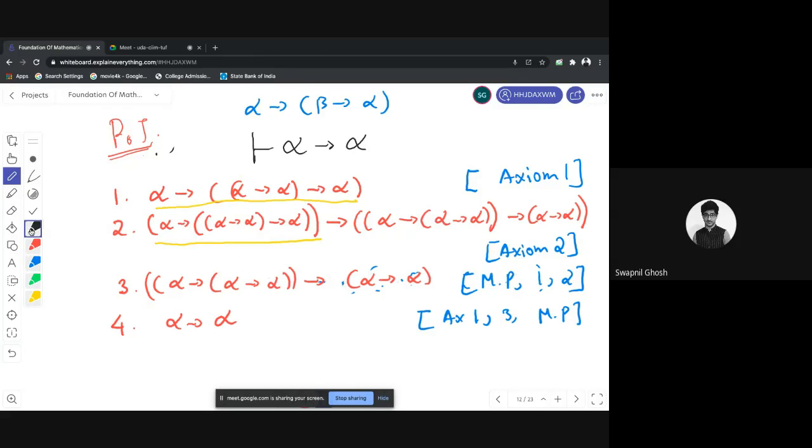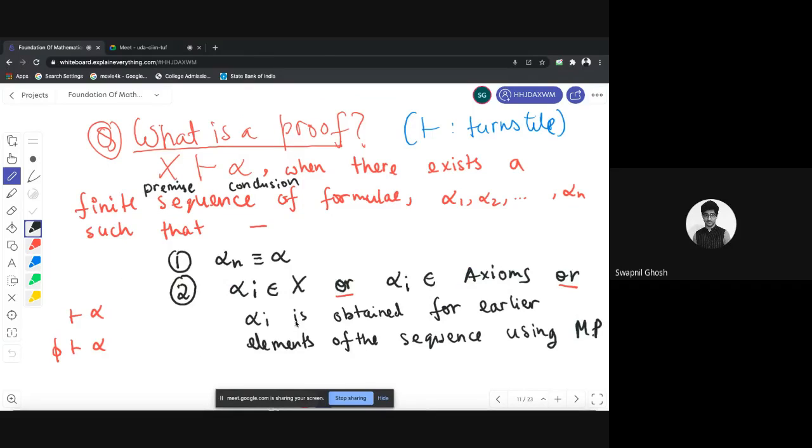So now I'll show you how we construct a sequence. For example, let's say alpha 1, alpha 2, alpha 3, and alpha 4. Alpha 1 is basically this string of symbols: alpha implies, alpha implies alpha. Alpha 2 is this, alpha 3 is this, and alpha 4 is this. So notice that this sequence of formulae, which finishes with what we wanted to prove, is actually a proof. Why? Notice.